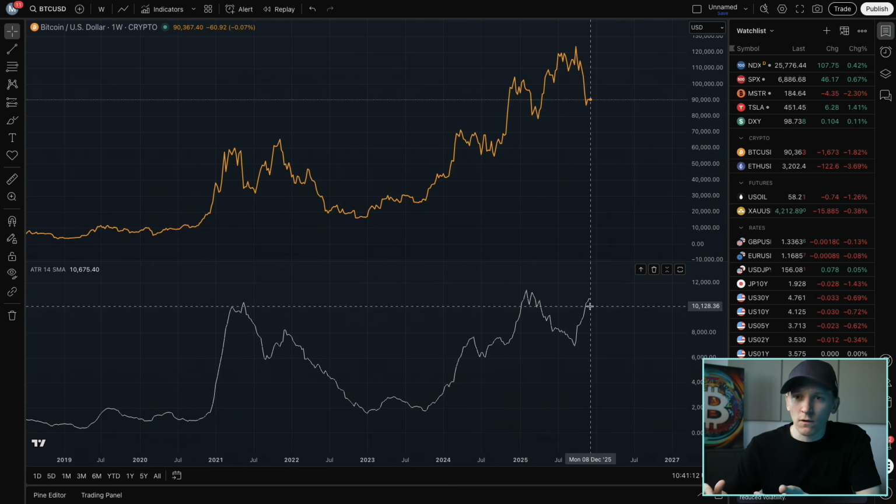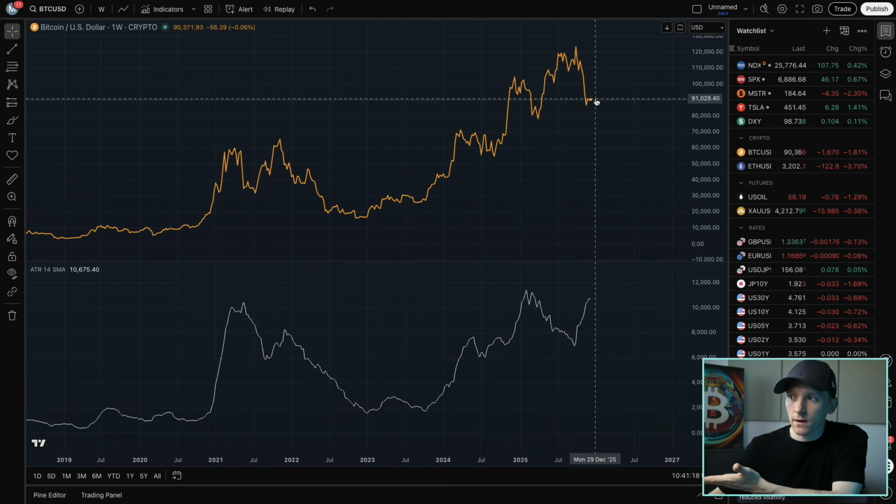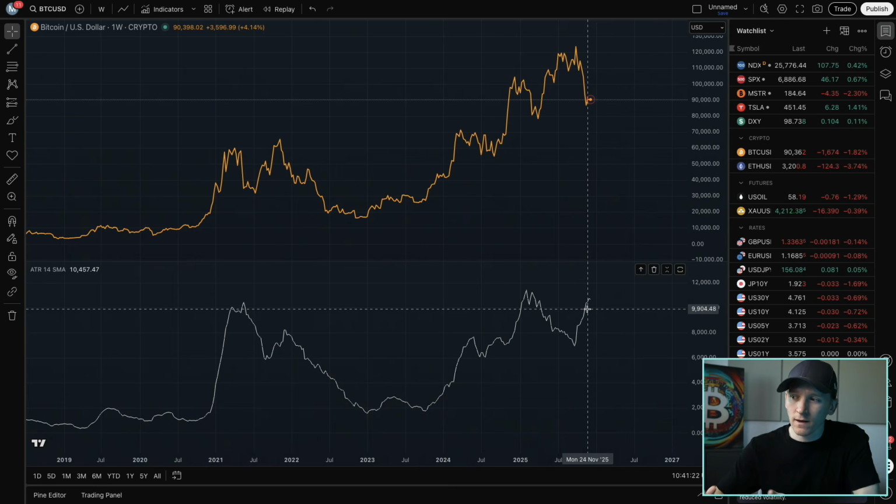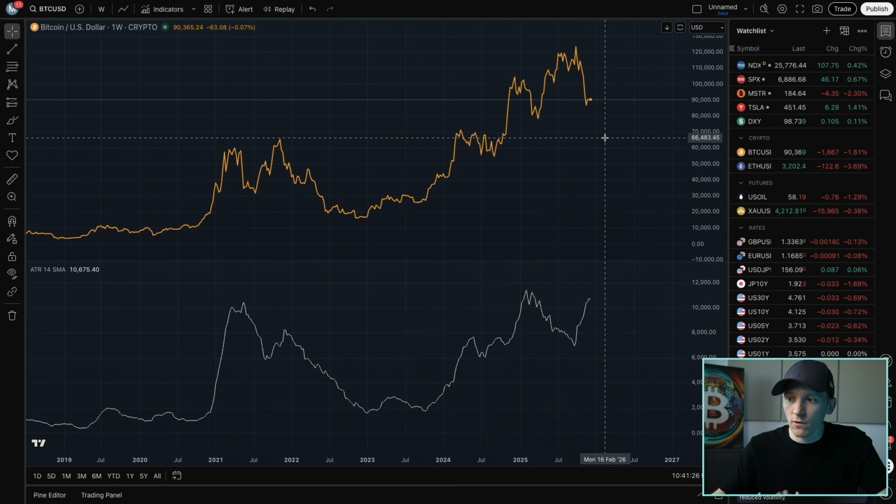So this gives you an idea of how much room you have to give your trade to breathe, right? Like how wrong can you be? Because if you get in here and the price falls 8,000, you might think that's a bad trade, but the ATR is telling you that actually that's like normal volatility right now. So it can help us with stop losses.